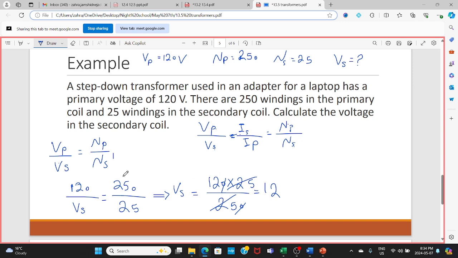Okay, so it makes sense. This is a step down. If this is 120, it's stepping down to 12 volts, because this is a step down transformer. Noticing that your windings go 10 times smaller, then your voltage will be 10 times smaller, right? Makes sense. Any question?